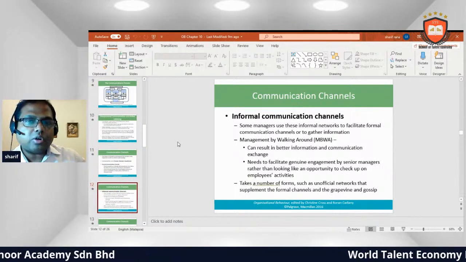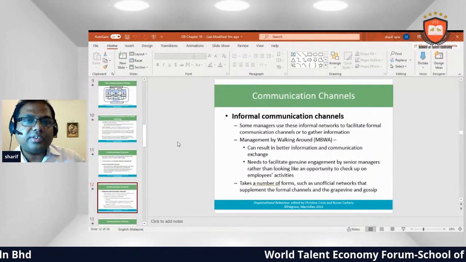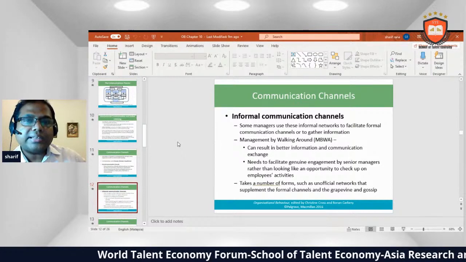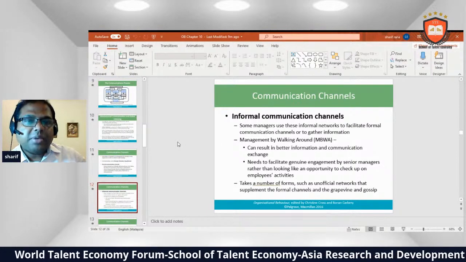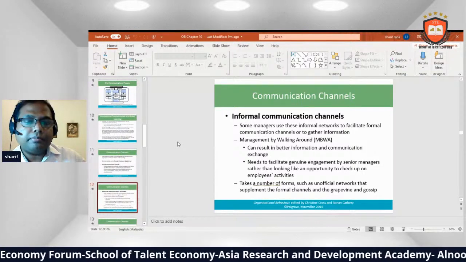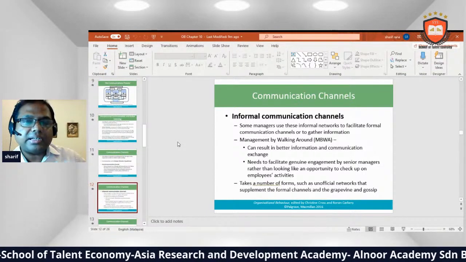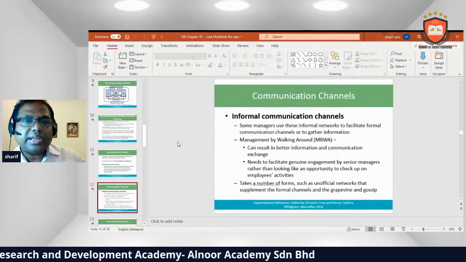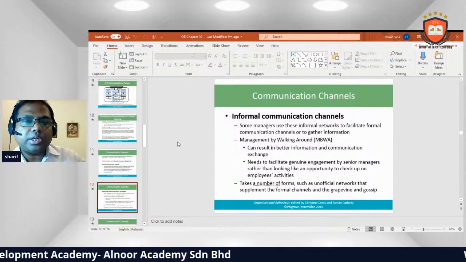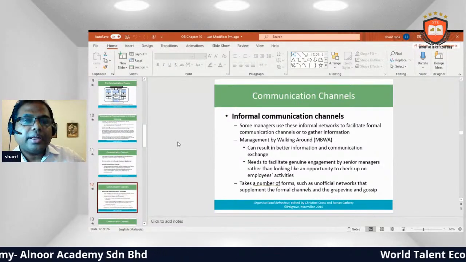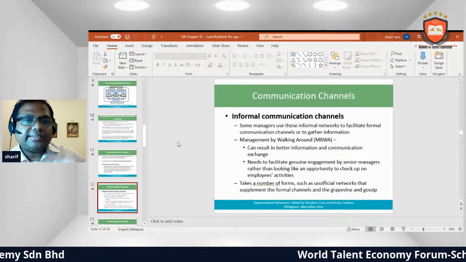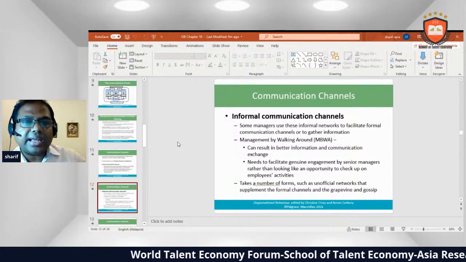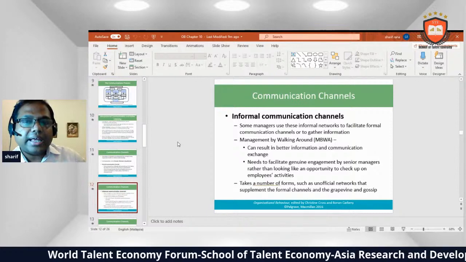Communication channels, informal communication channels. Some managers use this informal network to facilitate formal communication channels or to gather information. Management by walking around, MBWA, can result in better information and communication exchange. It needs to facilitate genuine engagement by senior managers rather than looking like an opportunity to check up on employee activities. It takes a number of forms, such as an unofficial network that supplements the formal channel, and the grapevine and gossip.